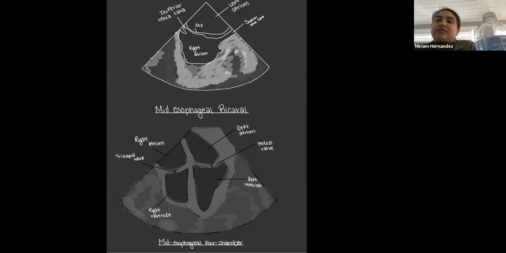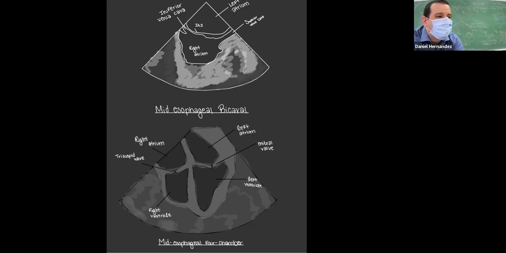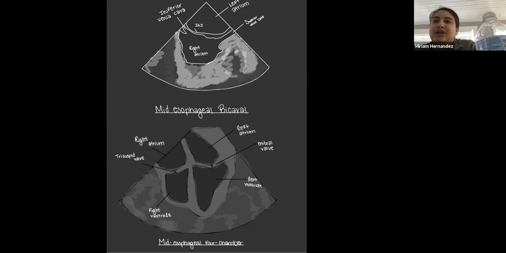Yeah, so the first view that I had was the mid esophageal. It's with my Apple Pencil. It was super easy, I just basically traced it. Esophageal bicaval. In this view, I wish I could point to it, but you can see the interatrial septum.